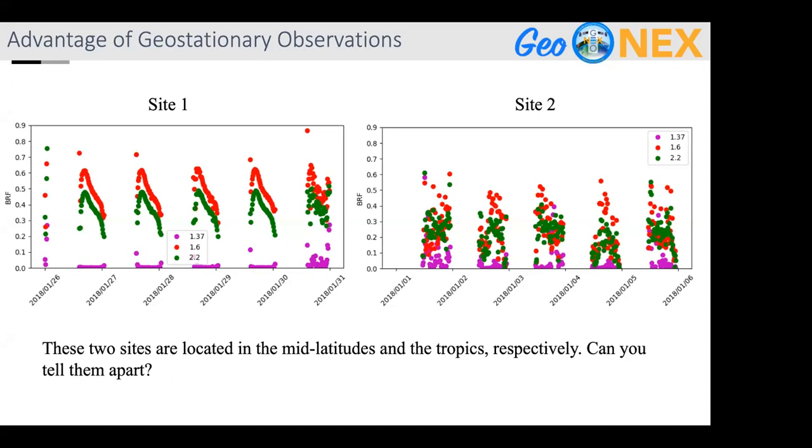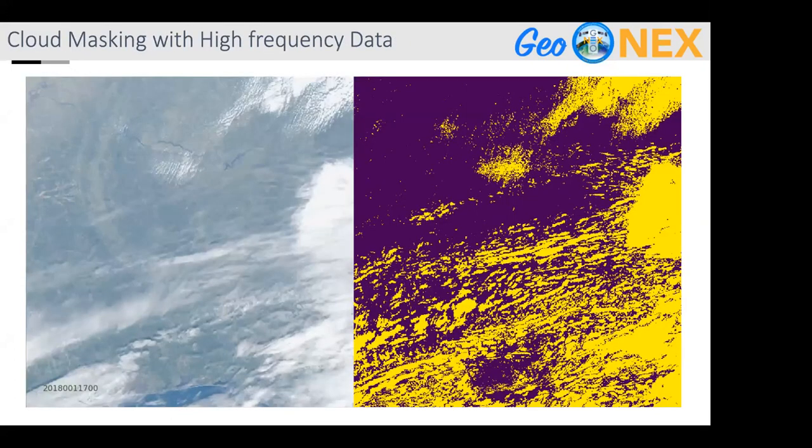Actually, indeed, I can use this to derive or develop a very simple index to tell if this is a cloudy condition or not, just based upon how smooth the BRDF changes over a diurnal cycle. So that's actually pretty cool.